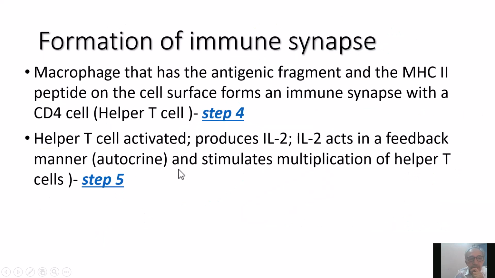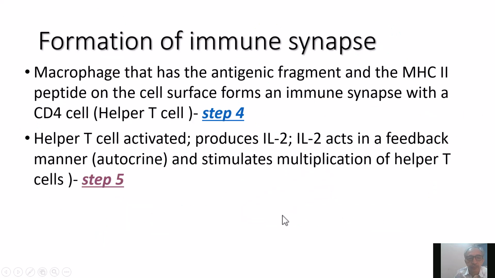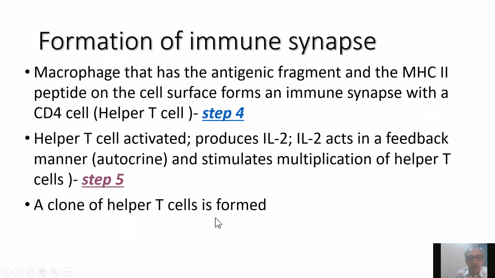Next, the helper T cell is activated and produces interleukin 2. Interleukin 2 acts in a feedback, autocrine manner and stimulates the multiplication of the helper T cells. This is stage 5: autocrine secretion of interleukin 2 and the proliferation of helper T cells. Next, a clone of helper T cells is formed, a large number of them.